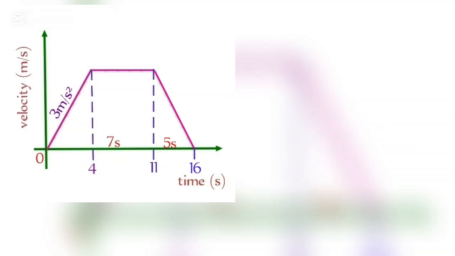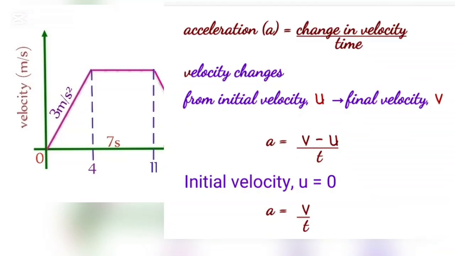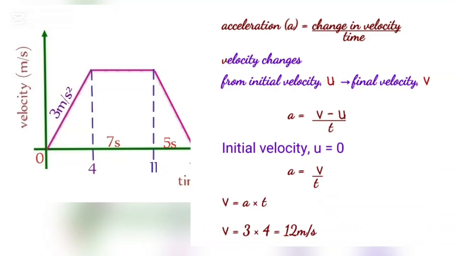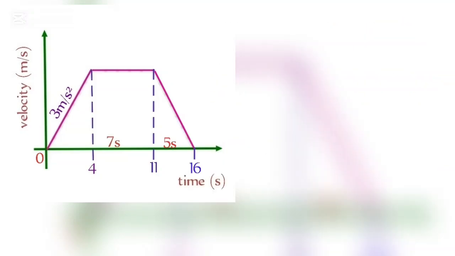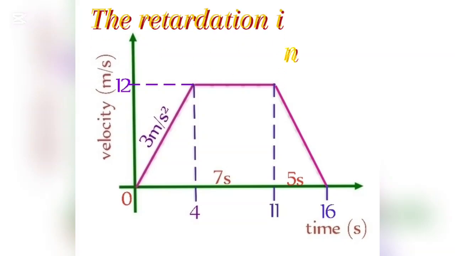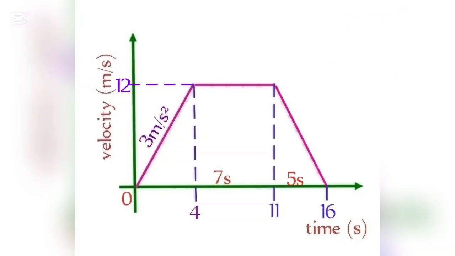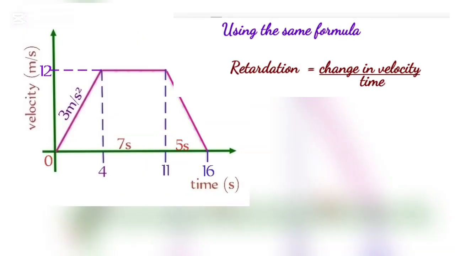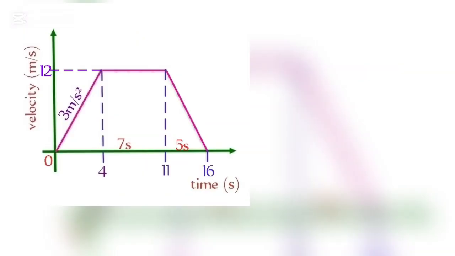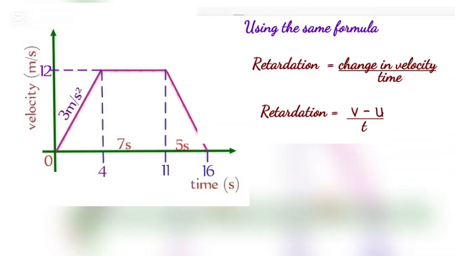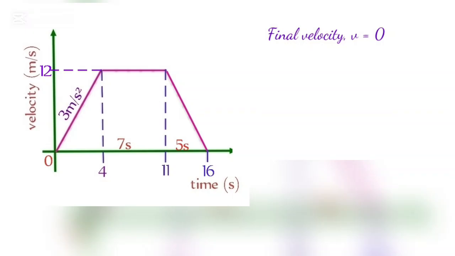Back to the question. a is equal to v over t. v is equal to a times t. v is equal to 3 times 4, which is equal to 12 meters per second. Back to the graph. 12 is written here. 2. The retardation in the last 5 seconds. Retardation is negative acceleration. Using the same formula, retardation is equal to change in velocity over time, which is equal to v minus u over t. Here, the final velocity v is equal to 0.